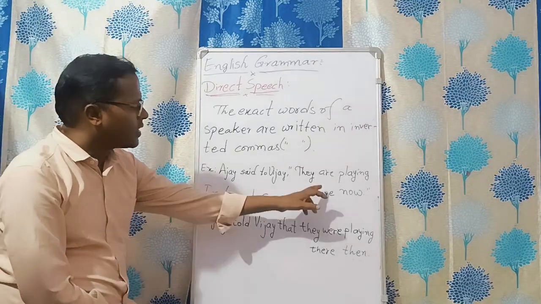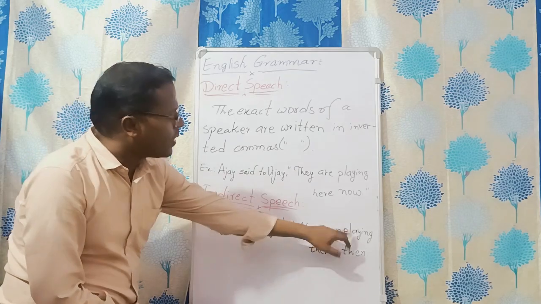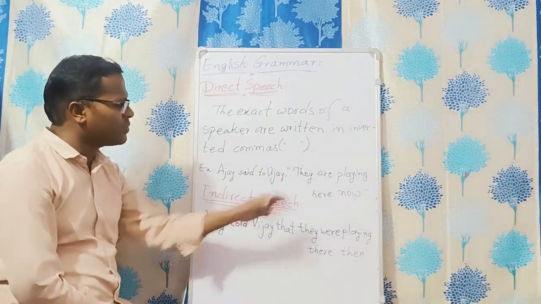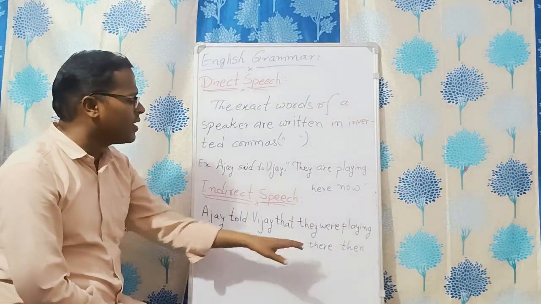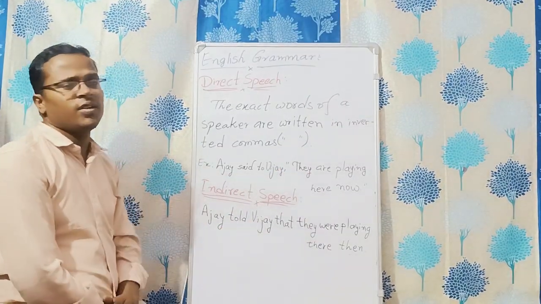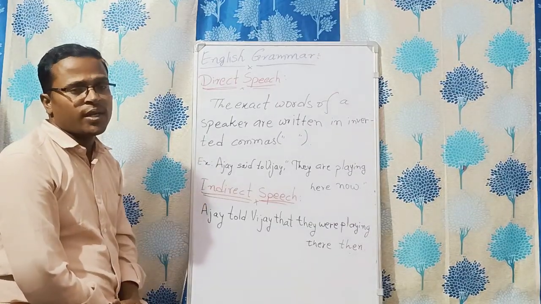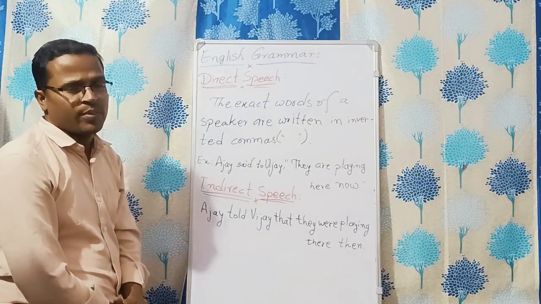See here, they are playing here now. So they were playing there then. See what is the difference between this one and this one? This is present continuous tense and this is past continuous tense. See, this is very important while changing direct speech into indirect speech.